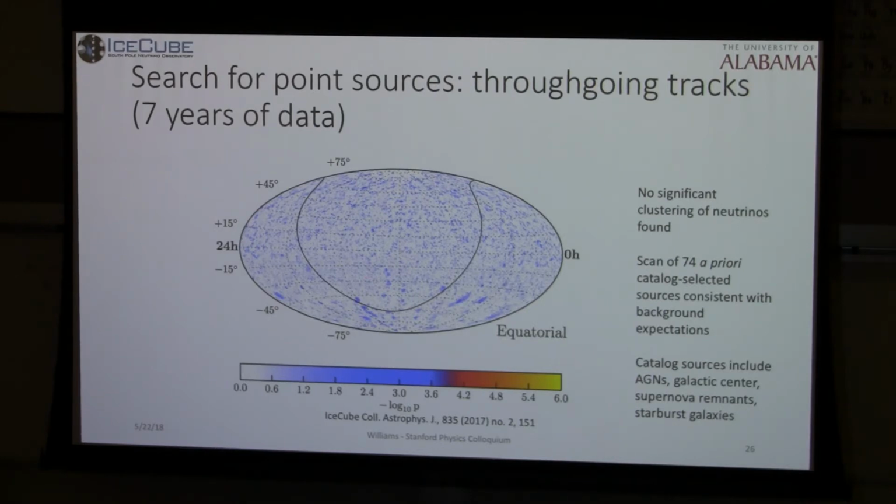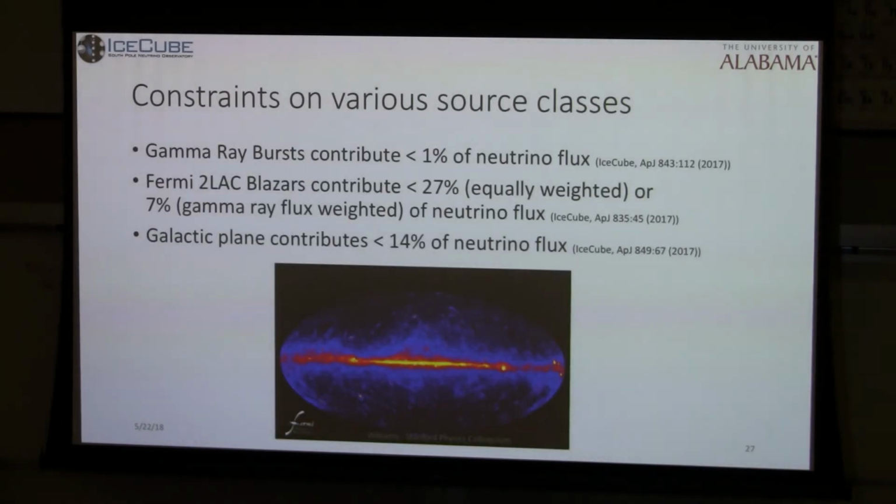And in addition to just looking for clusters with the neutrinos, we also scan through a list of catalog selected sources: gamma ray sources, radio sources, AGNs, various types of quasars, FSRQs, and blazars, also the galactic center, supernova remnants, starburst galaxies, anything we think might be a possible source of neutrinos, and so far we do not see any statistically significant correlation of neutrinos with those sources. We can therefore put constraints on various source classes, specifically how much they contribute to the neutrino flux that we observe. Our strictest constraints are on gamma ray bursts.